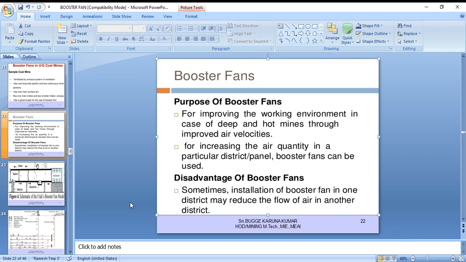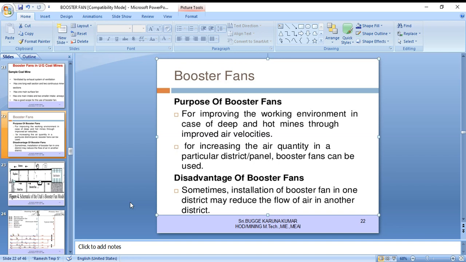The disadvantage of booster fans: sometimes installation of booster fans in one district may reduce the flow of air in another district. The main purpose of a booster fan is improving the working environment in deep and hot mines through improved air velocity, and increasing the air quantity in a particular district panel. The disadvantage is that installation of booster fans in one district may reduce the flow of air in another district.